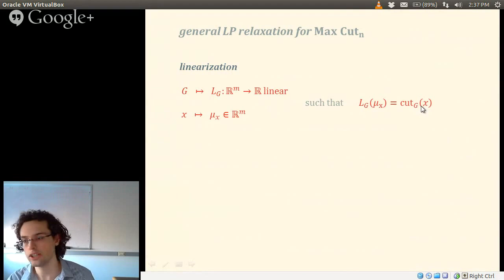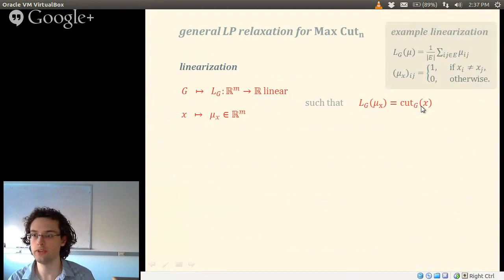Okay, so now, do these linearizations exist? We've seen an example before, and in some way this is the only property that we used about this construction. We look at these linear functions, which just sum up mu i sub j over all edges of the graph. If you look at the vectors corresponding to a bipartition and evaluate the linear function at the vector, it gives you the fraction of edges that are cut in the graph. So it's very easy in general to construct linearizations of functions that you try to optimize.